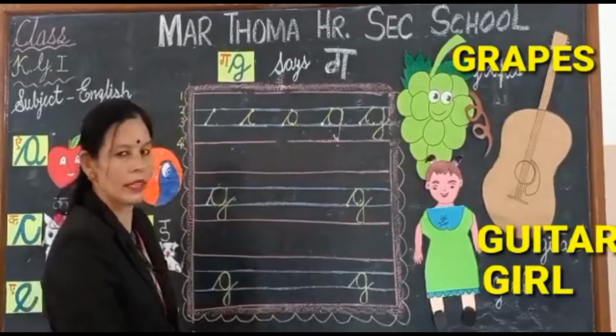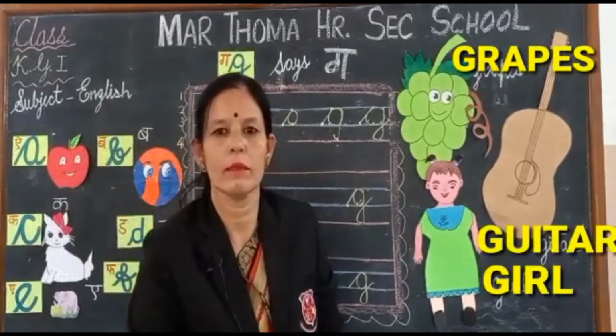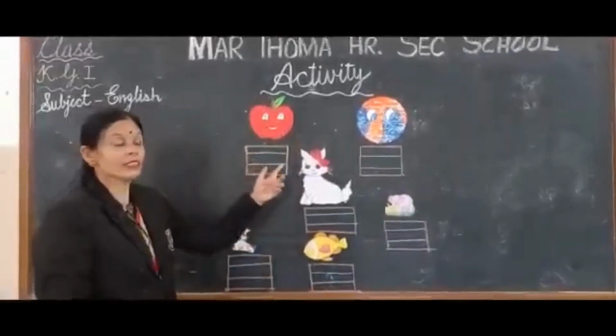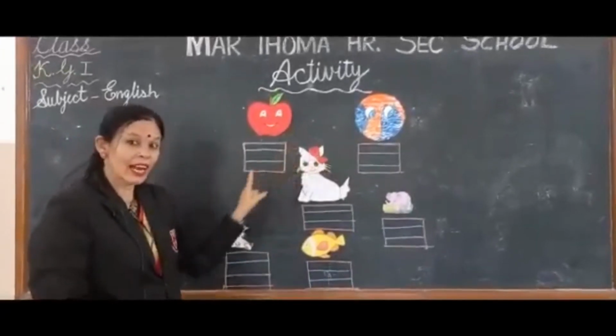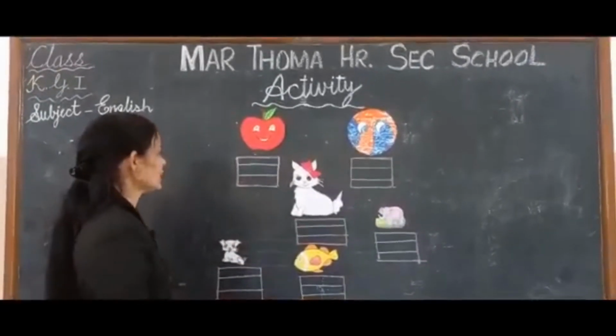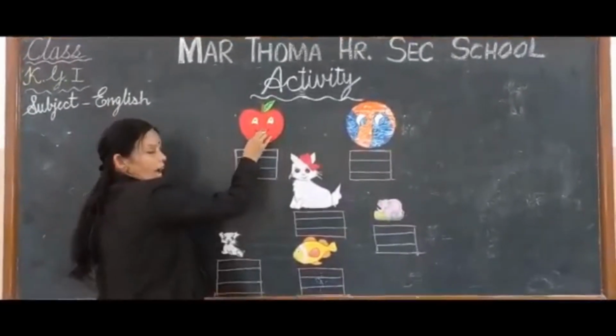Okay? Do practice at your home this letter. Children, it's activity time. Activity is see the picture and write the small cursive letter. Okay? So let's start. This is F.